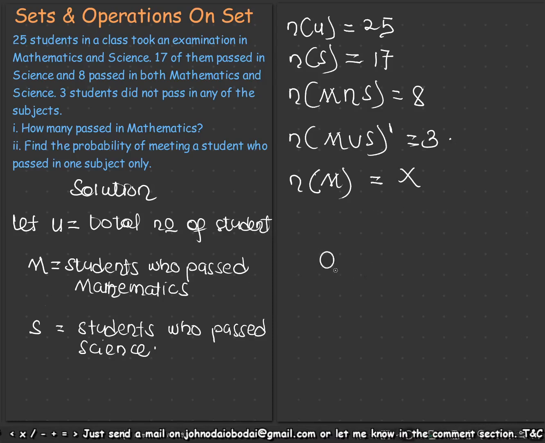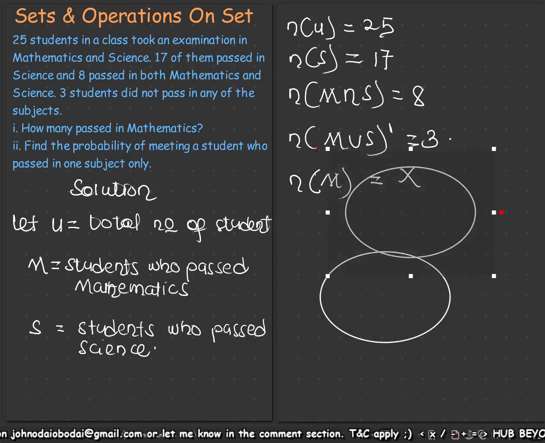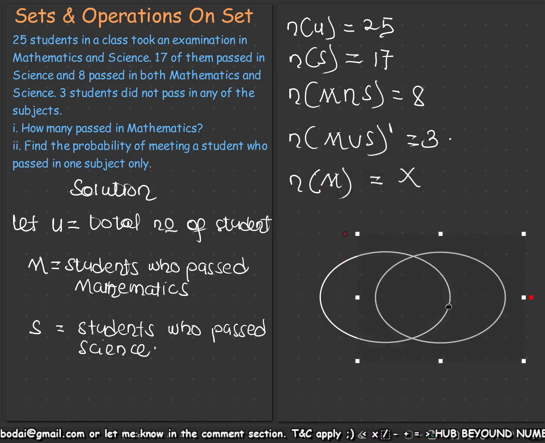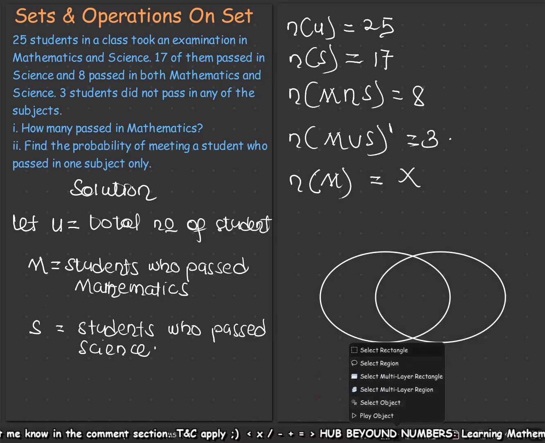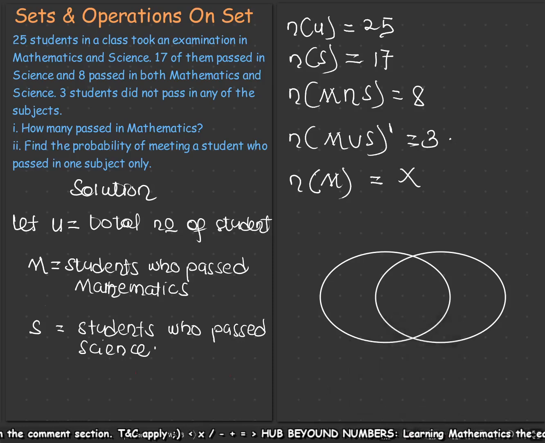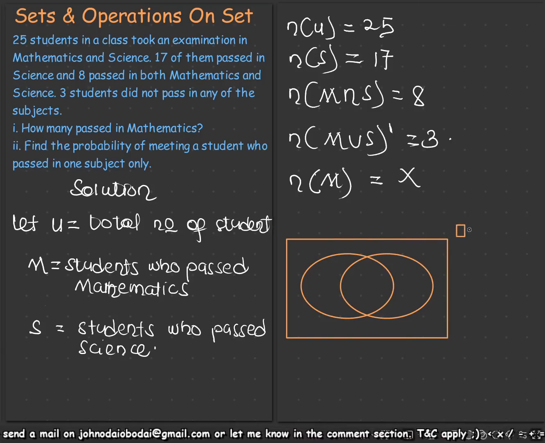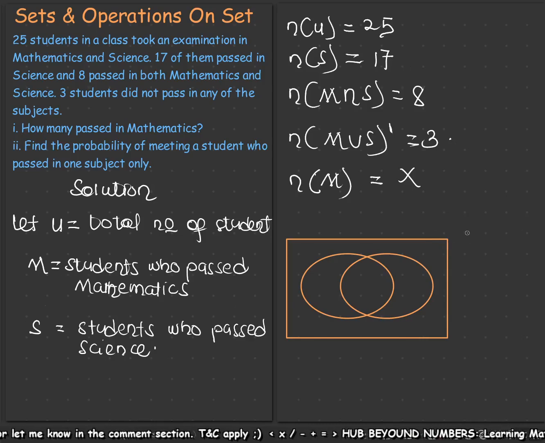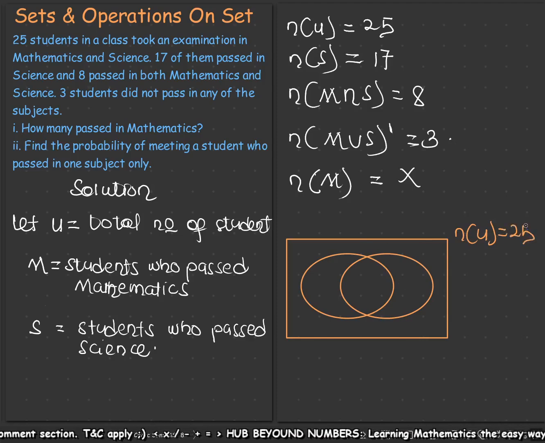With our Venn diagram, I'm going to need my 2 circles, or let me say ovals, that I'm going to use to represent the 2 subjects. Something like this. And then my rectangle, which is going to be the universal set. If you have something like this, I think you'll be fine. So we now write out all of these over here. We said the universal set was made up of 25, so you write that over here.